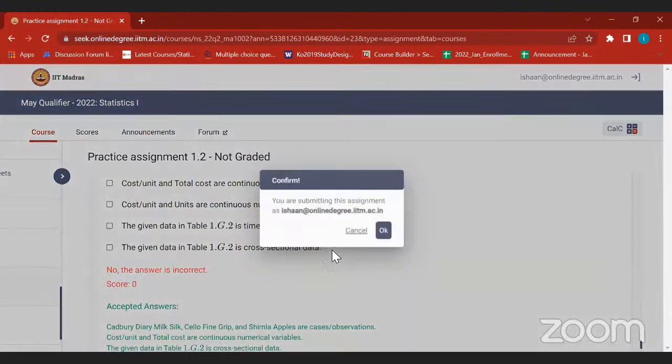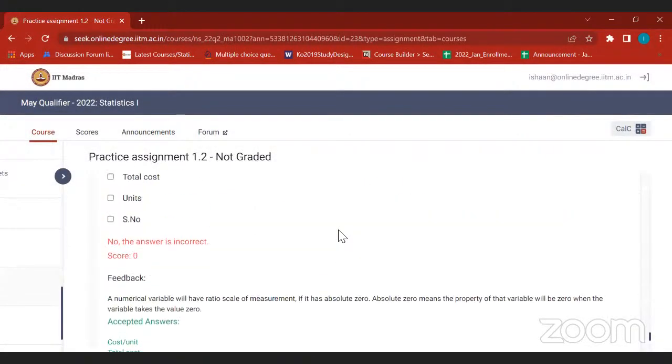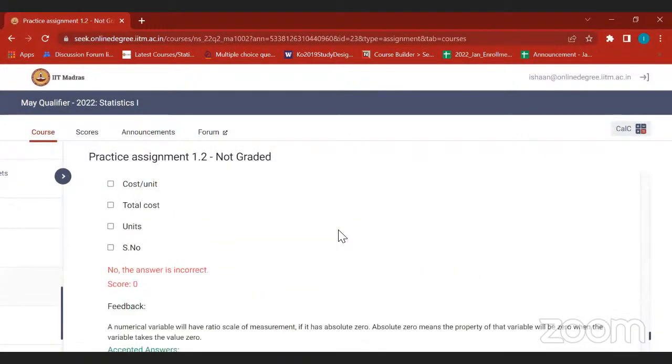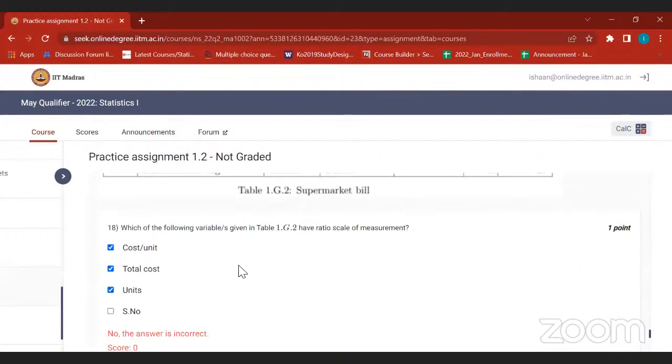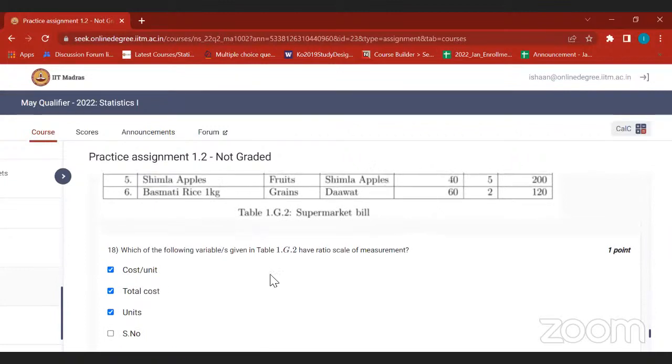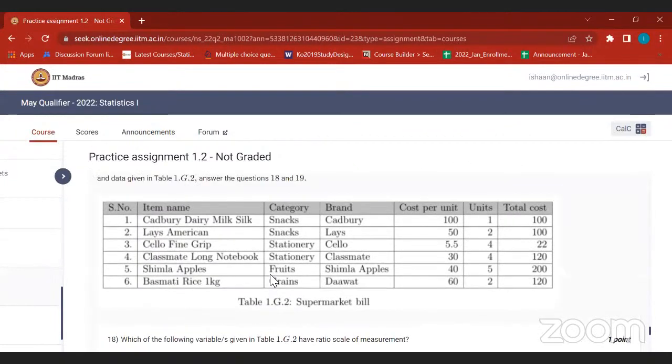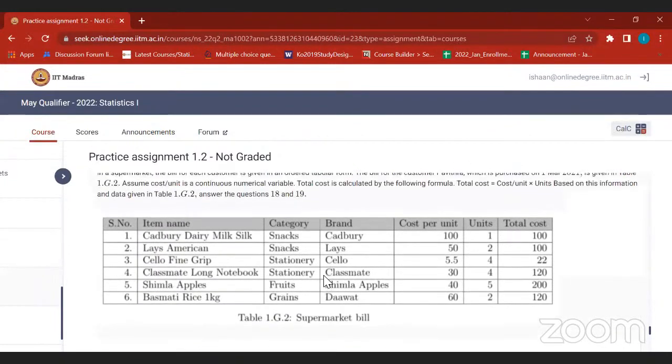And total cost also, and why the units are in ratio. Total cost unit, serial number is not a variable. Okay, why is unit the ratio here? Units can also have zero value, right? So that means I haven't purchased it. Yeah, I haven't purchased it.